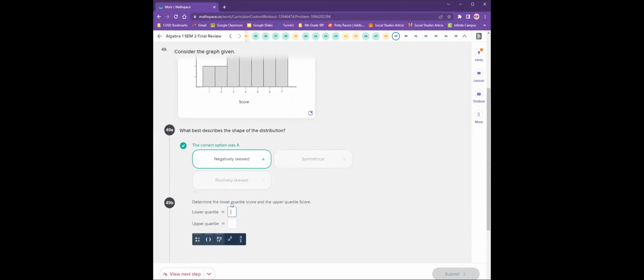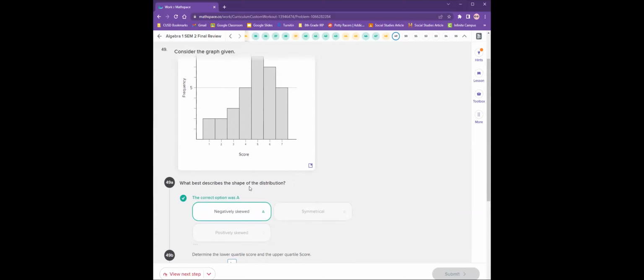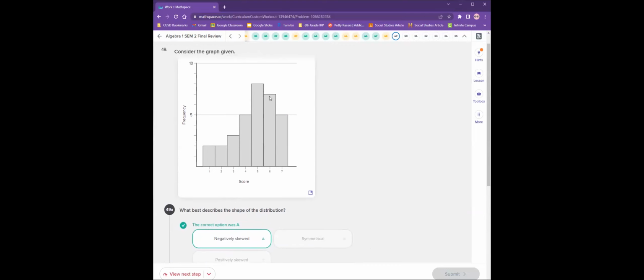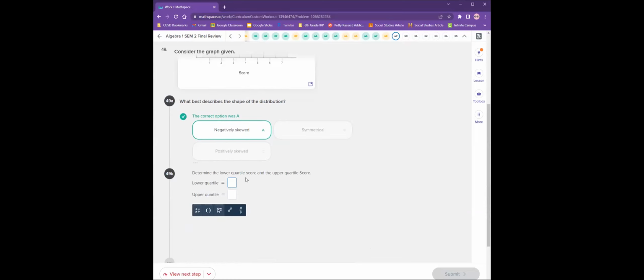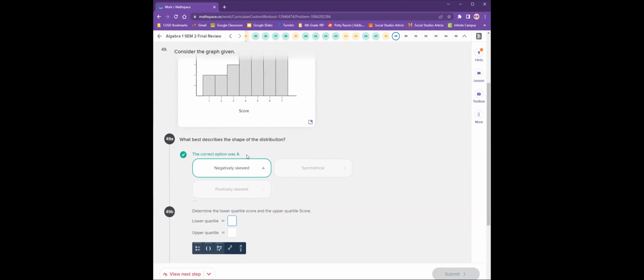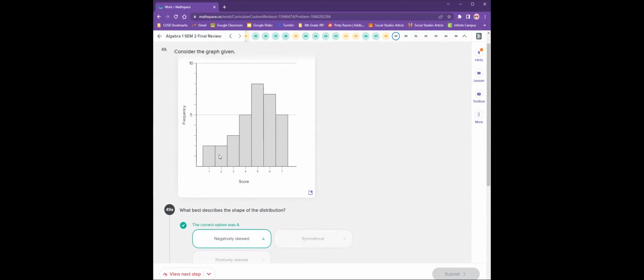Okay, good. Determine the lower quartile and the upper quartile score. This one's a little bit more difficult. You have to count the number of scores. So that first one, you've got two scores, those two, so four, 7, 17, plus 7 is 24, plus 8, 32, so there's 32 scores. So the middle one is, there's 16 lower and 16 upper. So to find Q1, you have to find the 8th and the 9th score.